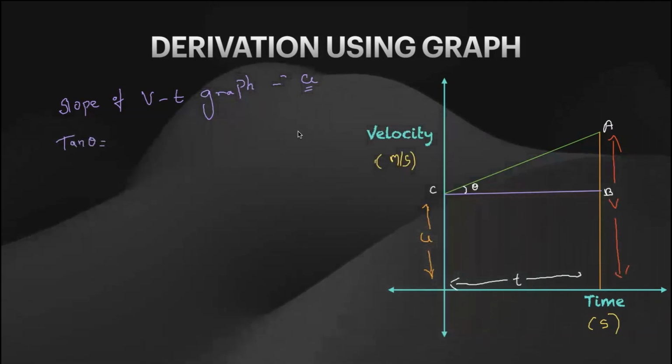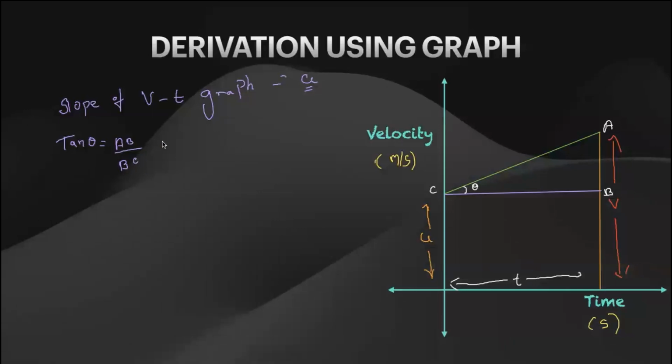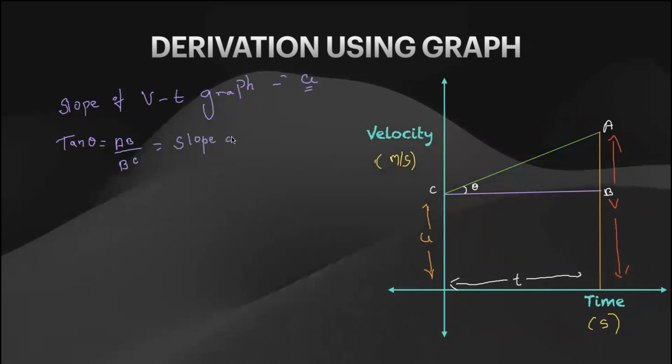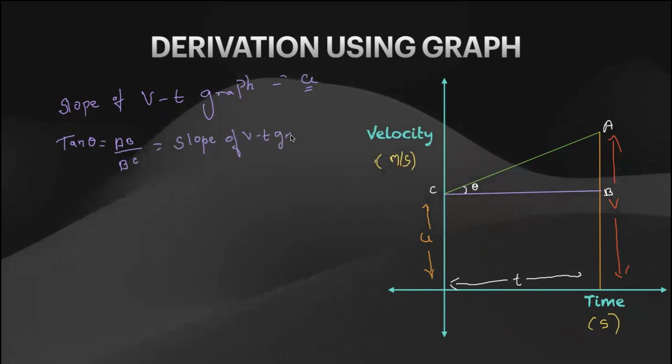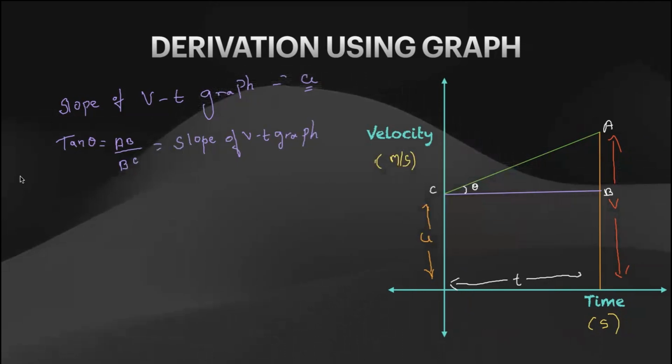Tan theta is nothing but AB upon BC. What is tan theta? Tan theta is nothing but slope. Slope of what? Slope of the velocity-time graph. Okay, is this clear? Tell me.